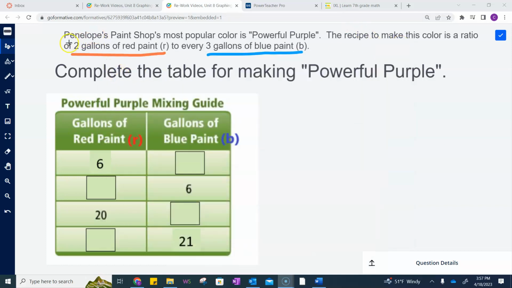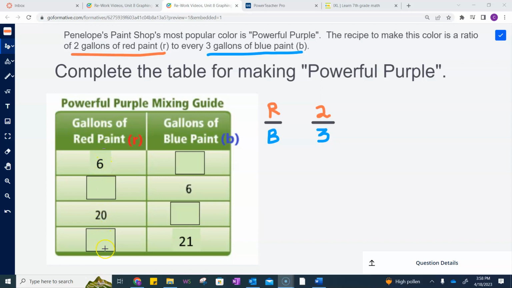Right, so in this problem they gave us that Penelope's Paint Shop's most popular color is Powerful Purple. They give us the recipe to make the color, and it's a ratio of 2 gallons of red paint to every 3 gallons of blue paint. And they've given us a table here that they want us to complete.